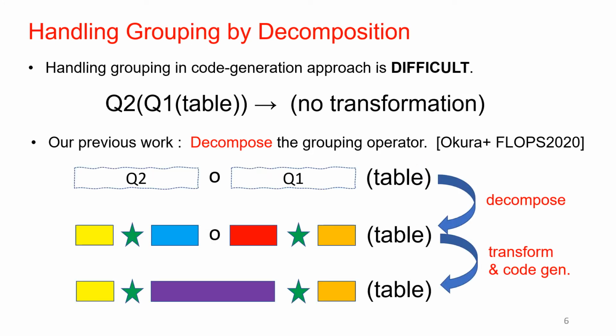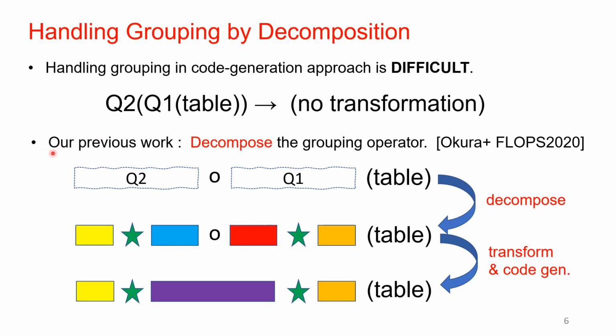Handling grouping in the code generation approach was considered difficult. Consider this nested query, a composition of two queries Q1 and Q2. The code generation approach should be able to eliminate all nested data from this query. But we cannot transform it if both Q1 and Q2 correspond to SQL's select with grouping, because for instance maximum of average cannot be expressed by a single aggregate function.